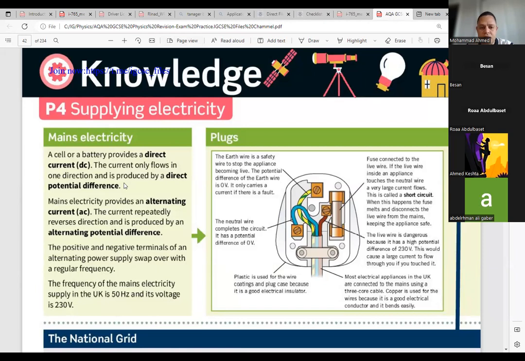Another type of current is alternating current, AC. The direct current is DC and alternating current is AC. The current repeatedly reverses direction and is produced by alternating potential difference. So we have two different types of current, direct current and alternating current.